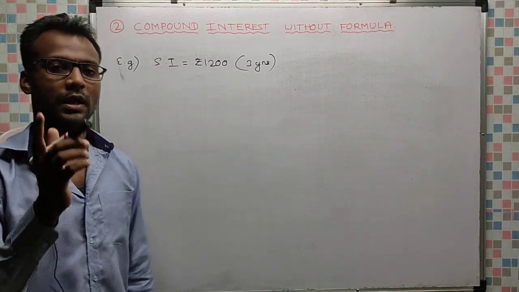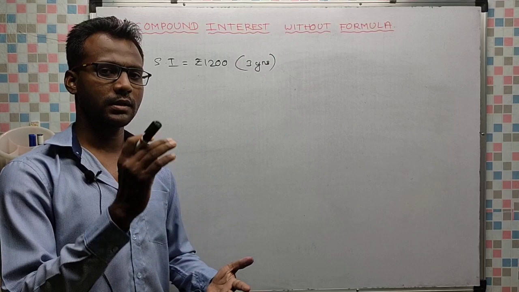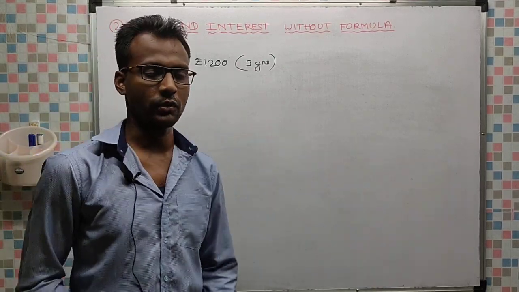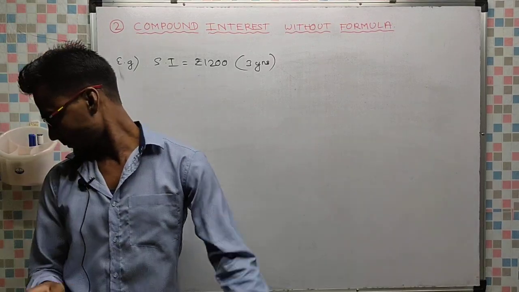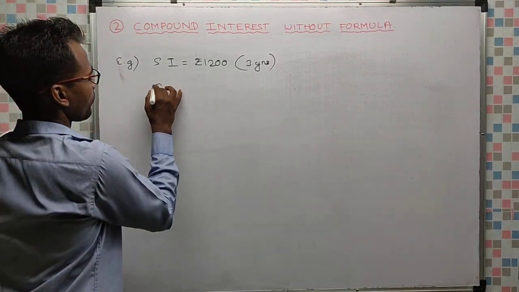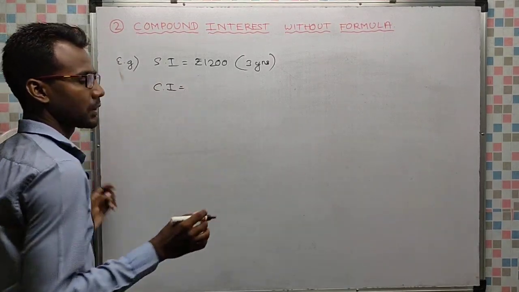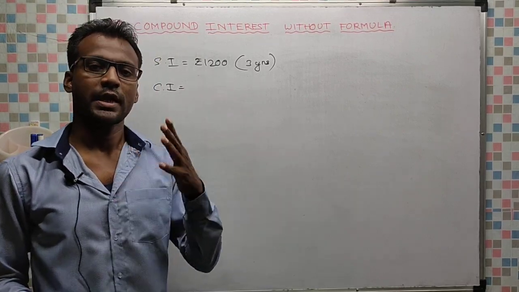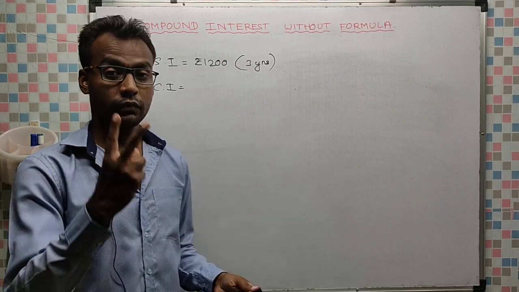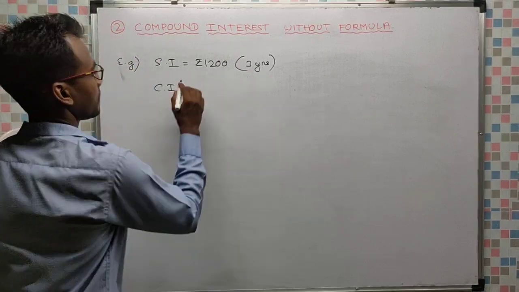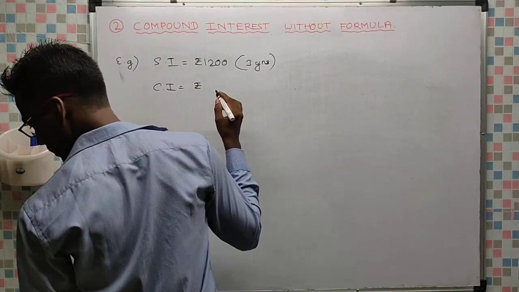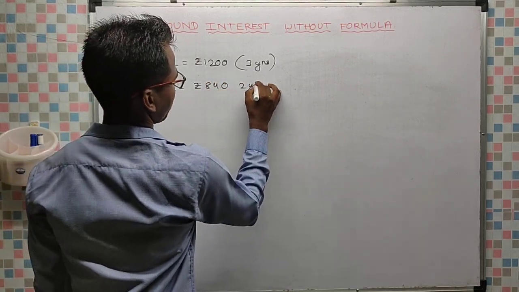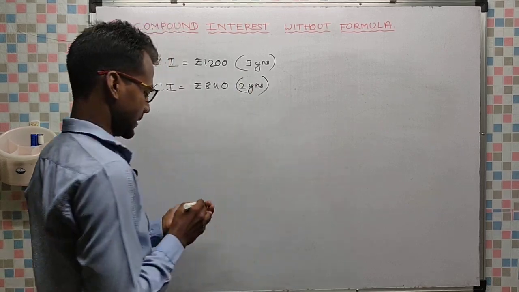So simple interest for every year, first year, second year, third year, every year is rupees 400. 1200 by 3, that is 400 rupees. Okay. Then CI, compound interest for the same sum, principal we don't know, at the same rate also we don't know, for 2 years is rupees 840. Okay, this is for 2 years.